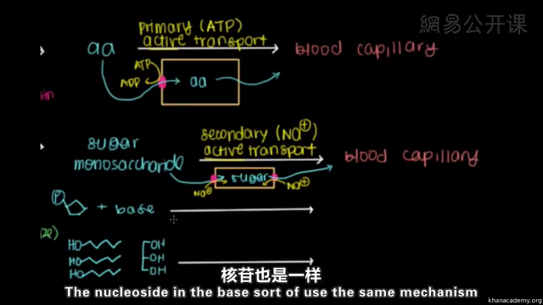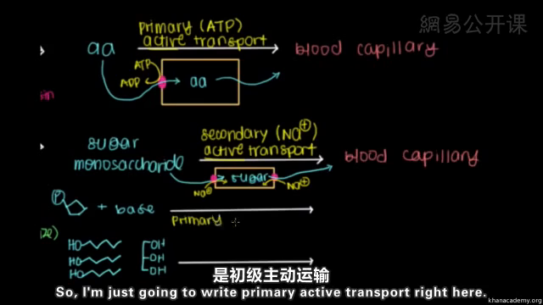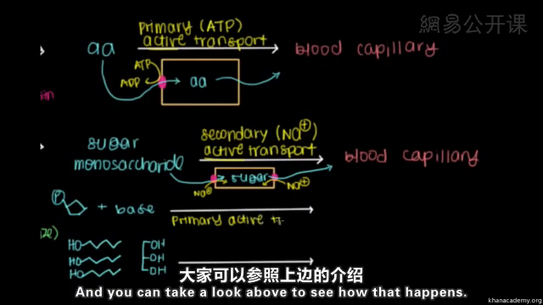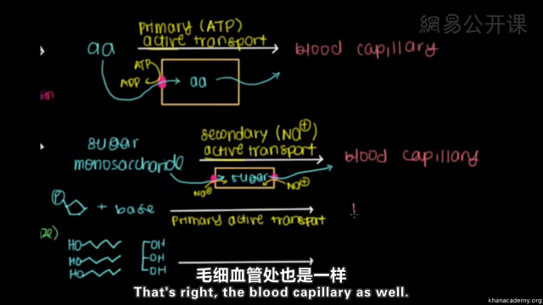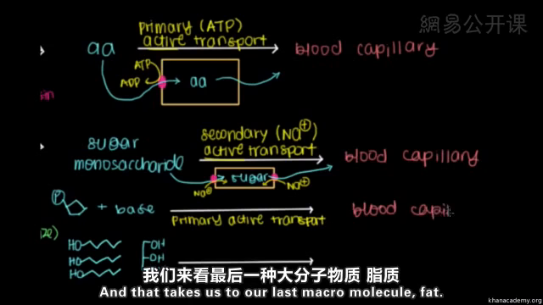The nucleoside and the base use the same mechanism that amino acids do, so I'm just going to write primary active transport right here, and you can take a look above to see how that happens. And by doing that, you can imagine where they're going to end up. That's right, the blood capillary as well. And that takes us to our last macromolecule, fat.